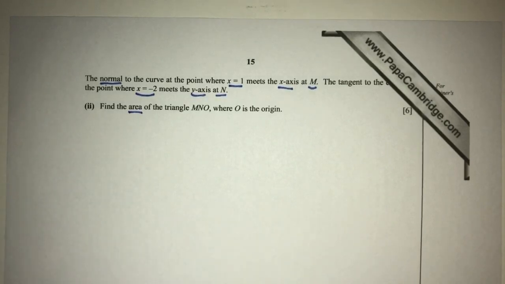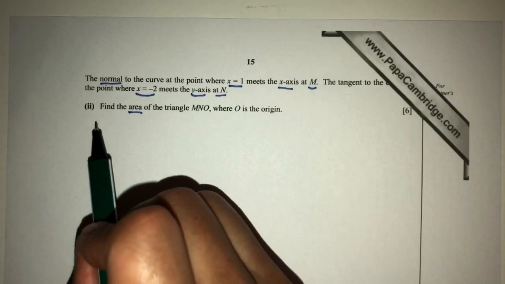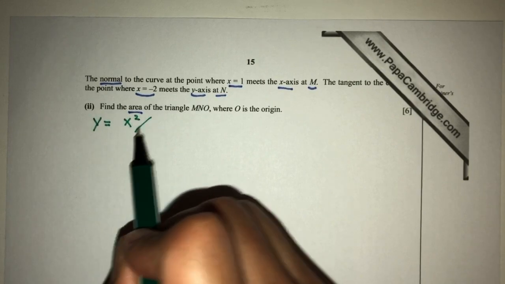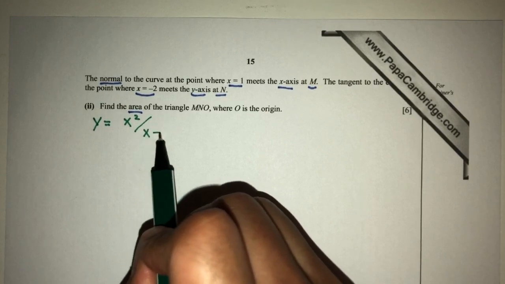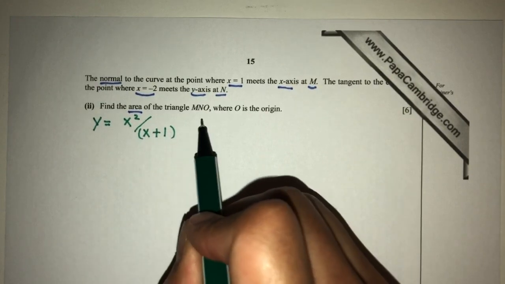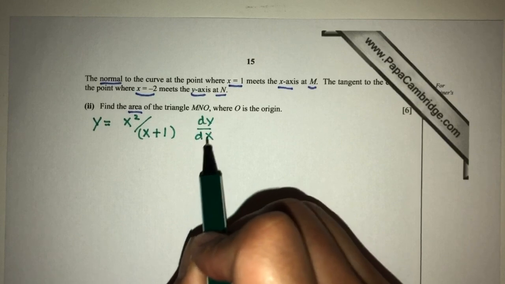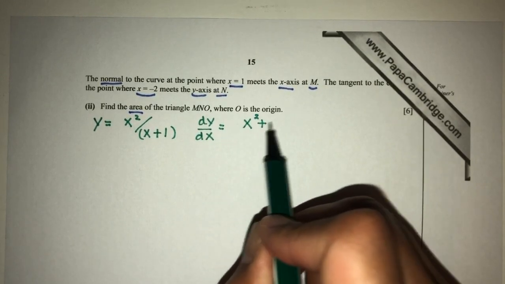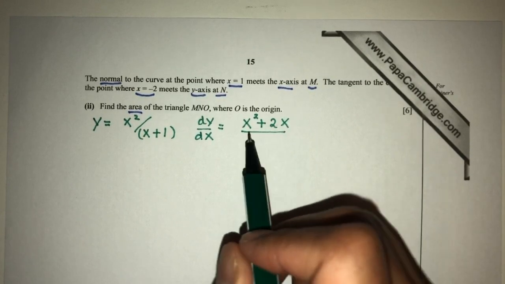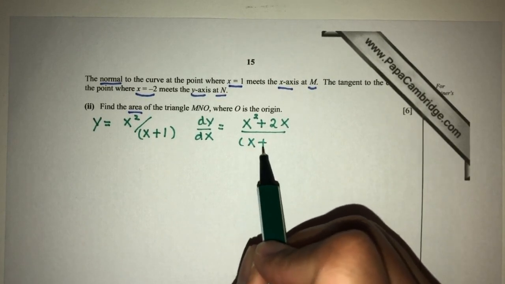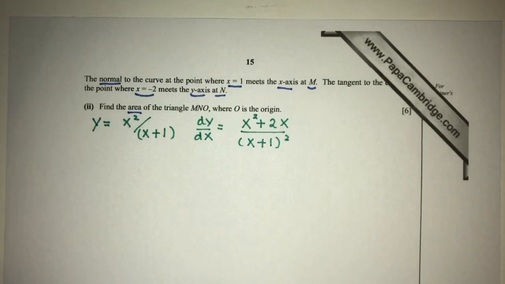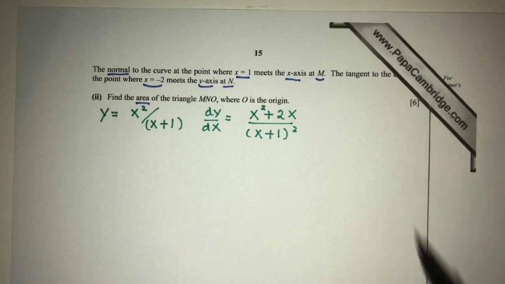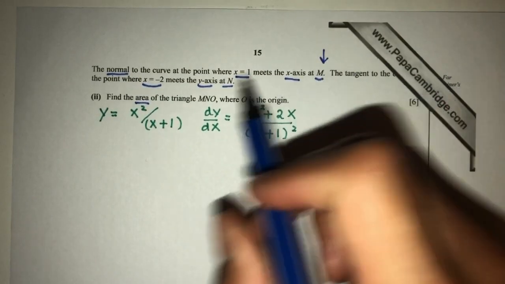So one by one. So first, let me write down the equation of the curve, which is y equal to x squared over x plus 1. And we have seen that dy by dx was shown to be the value of x squared plus 2x over (x plus 1) squared. Okay, so first thing first, let's just find the values we need. So we need to find this one and this one.